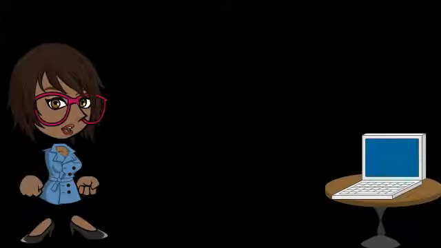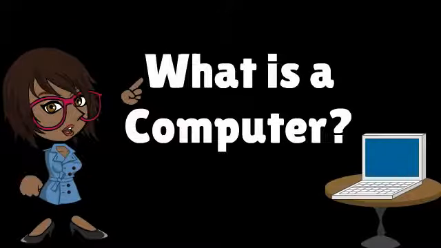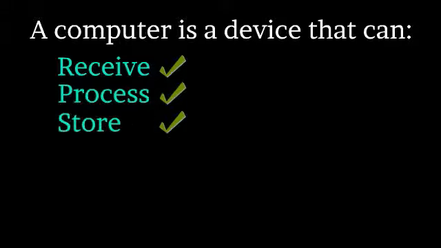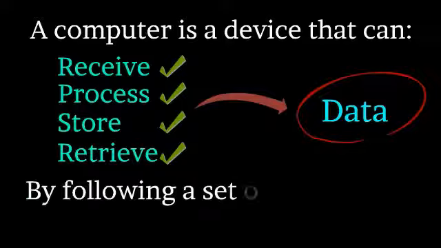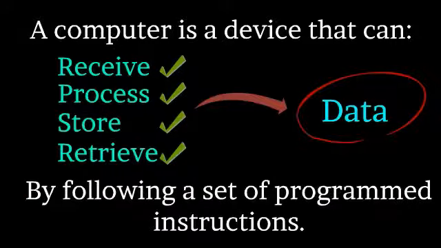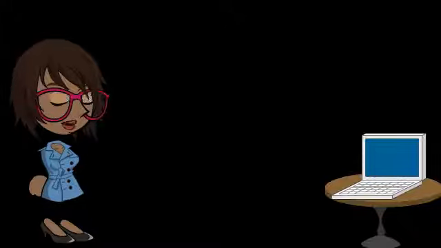Computers are fascinating, and as we are starting out, it's crucial we understand what exactly computers are. A computer is a device or a machine that can receive, process, store, and retrieve data by following a set of programmed instructions. Let's try and break that down so we can get a real grip on what exactly a computer is.